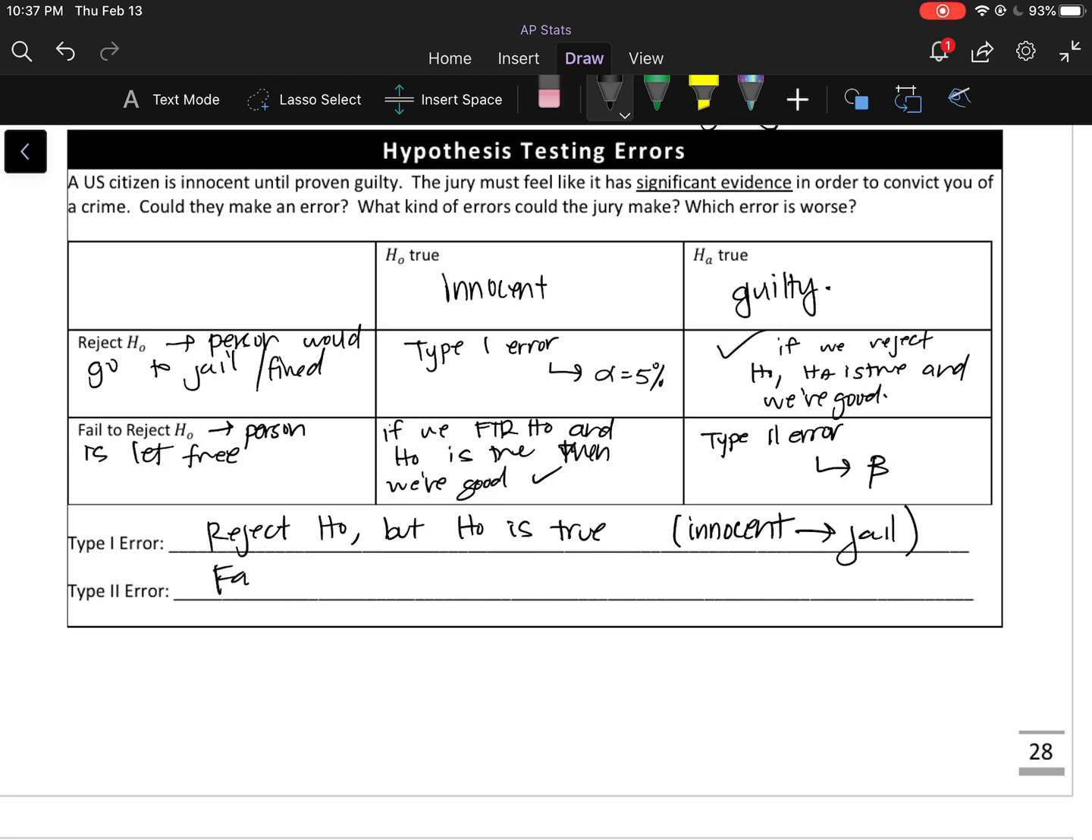Type 2 error is when you fail to reject H0, but it turns out that HA is true. So this means that you let a guilty person go free. Okay. So depending on the problem, there's going to be different consequences for the different types of errors that we make. But we also have different severities when making these type of errors.